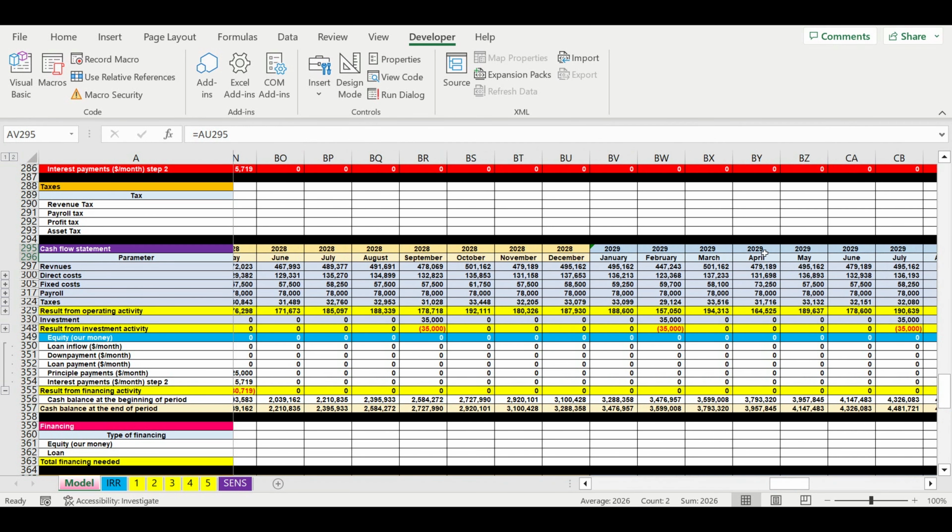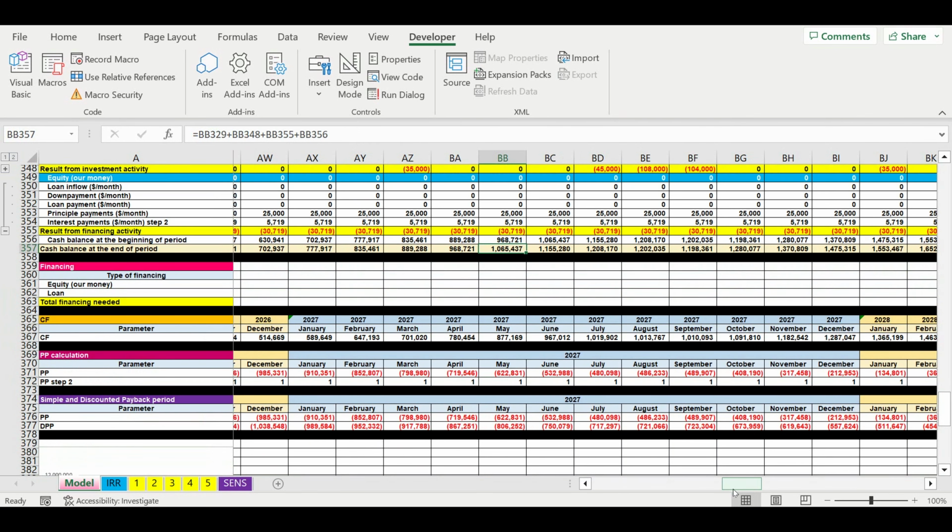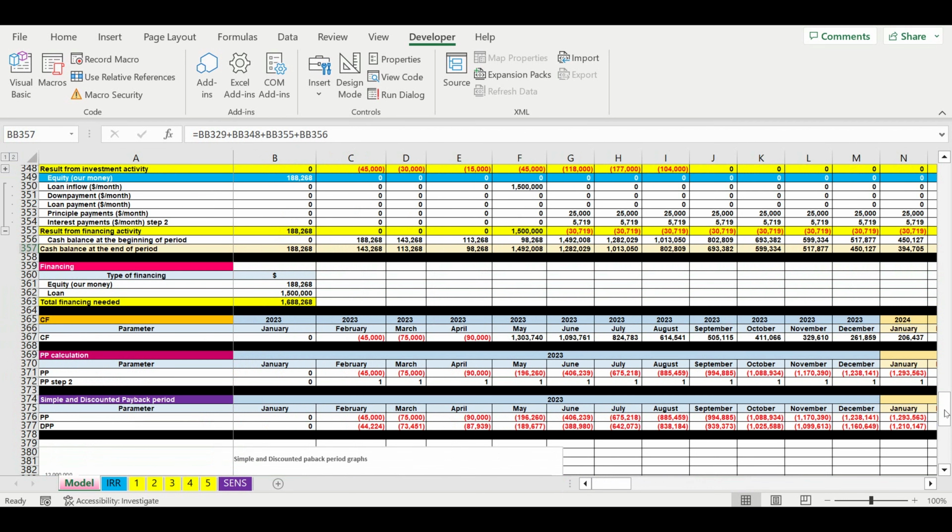So we can see, at June 2029, at the end of this month, the project will generate $4.3 million. And we can look at the timeline of the project and see what are the revenues, what are the operating profits, what is the debt burden, principal payments, interest payments, and so on. And then we can go back to our dashboard.